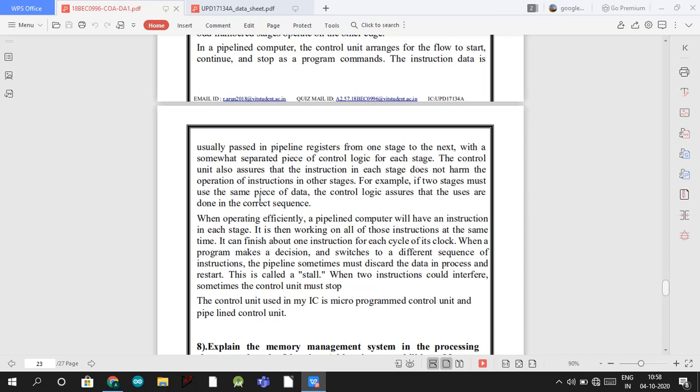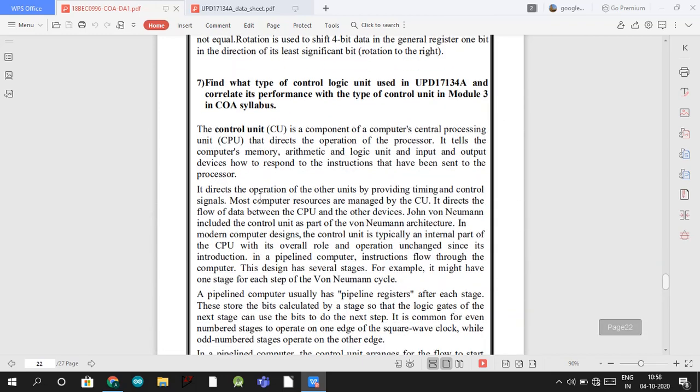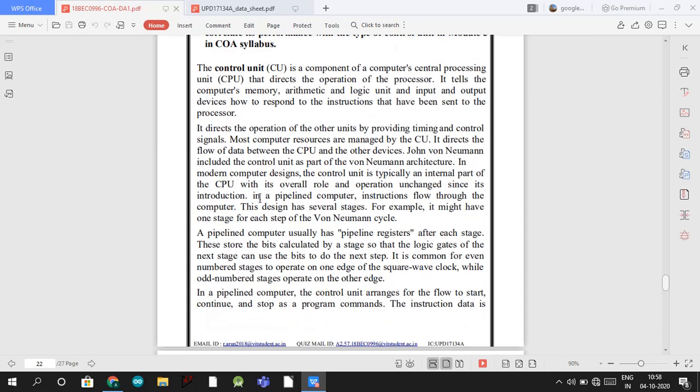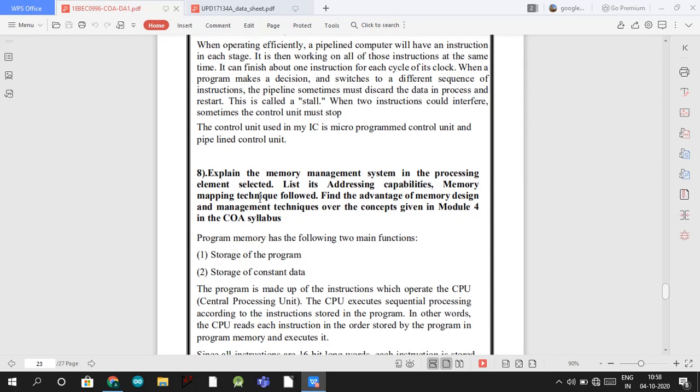So the control units used in this IC are the microprogrammed control unit and the pipeline control unit. There are two control units used in this UPD17134A. One is called the microprogrammed control unit, and the other is called the pipeline control unit.